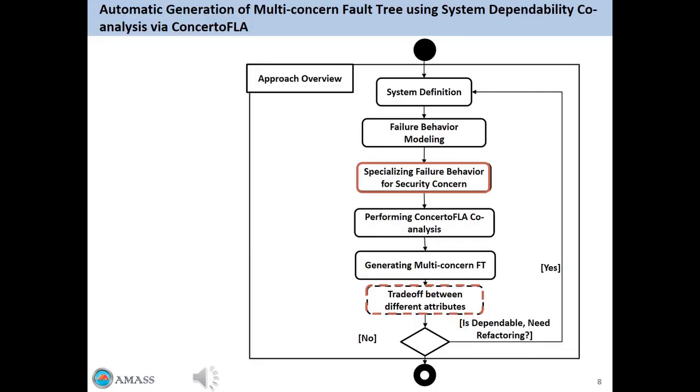This flowchart shows the steps for the second functionality. There are 2 additional steps in comparison to the previous functionality. The first additional step is specializing failure behavior for security concern. The second additional step is the trade-off analysis between the different attributes to improve the design. Next, we demonstrate the additional step, that is specialization for security concern, and then generate a multi-concern fault tree.